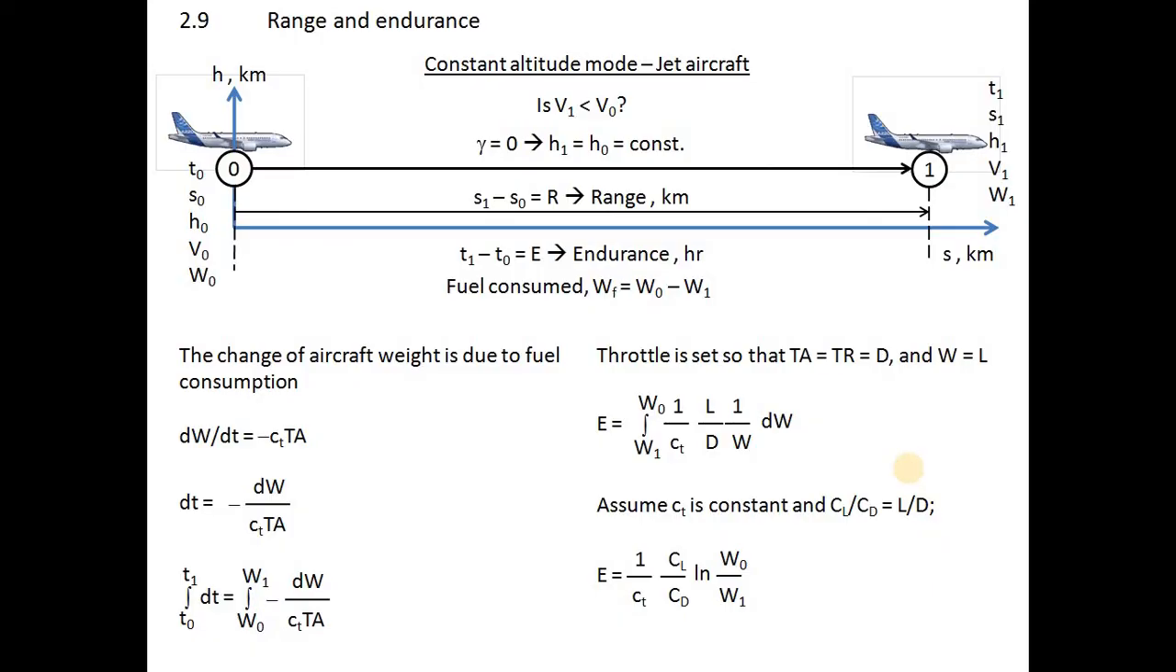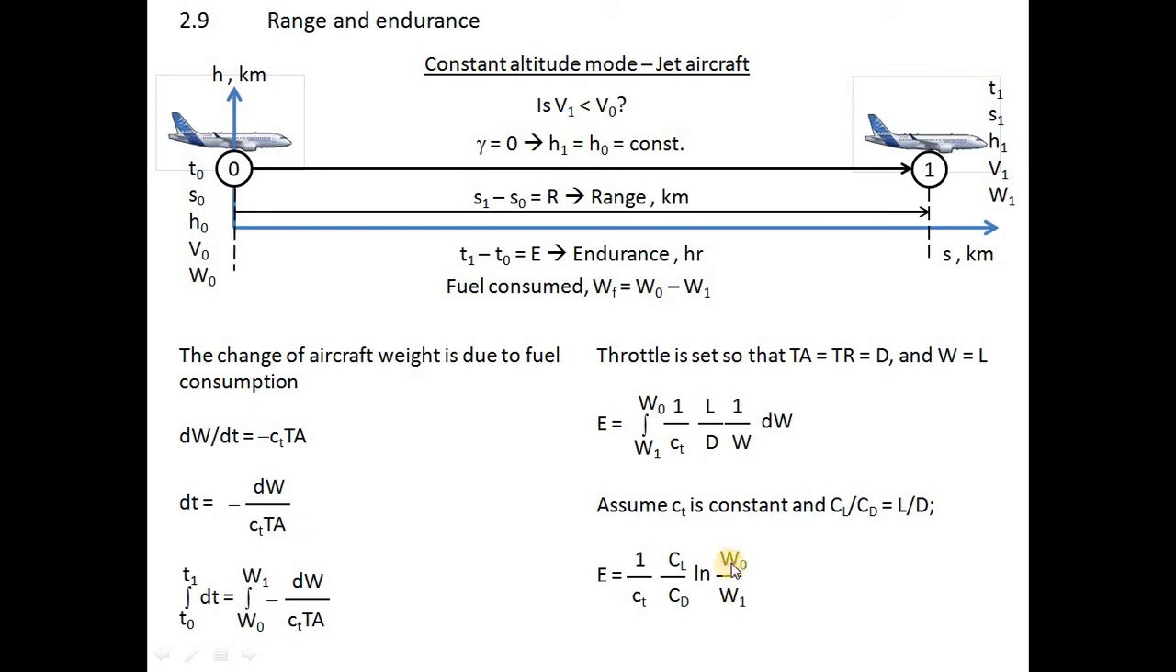Now let me recap the constant altitude cruising for jet aircraft. For endurance, it will be this equation. For you to fly at maximum endurance, you fly at maximum CL over CD, maximum CL over CD.